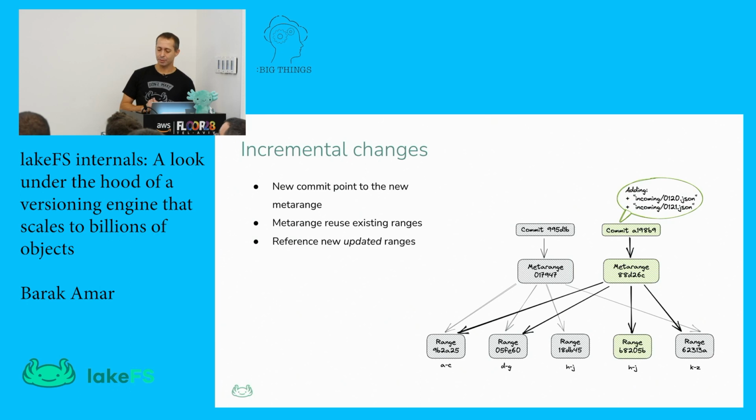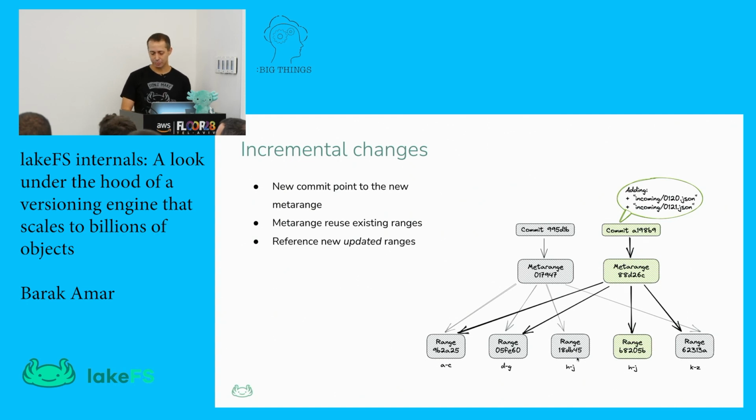Let's take, for example, adding 2 files to an existing commit. The gray boxes represent a commit where a meta range points to a list of ranges, which represent a complete state in your data lake. If we'd like to add those files, in this example, it started with an I, which means that the range that we need to update will be H to J. This range will be rewritten.